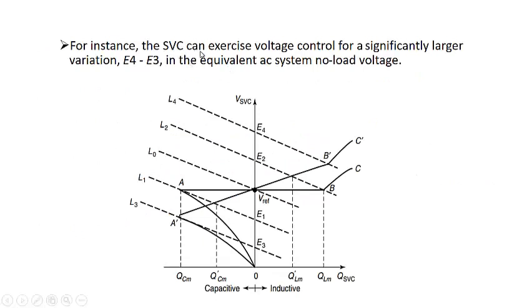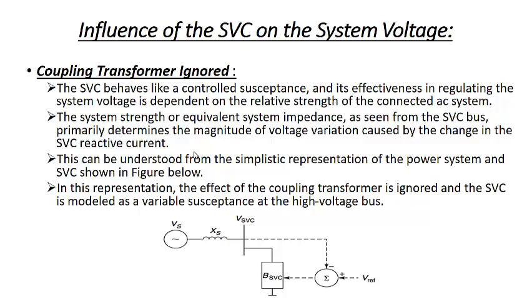For instance, the SVC can exercise voltage control for significantly larger variation, or we can say it will go to the limits of the VI characteristics for a larger voltage variation, that is from E3 to E4. So that is the advantage of this, that it does not go to the extremities of the rating of the SVC. Now we'll discuss the influence of the SVC on the system voltage, how this system voltage will change by the SVC characteristic or SVC current or SVC susceptance.